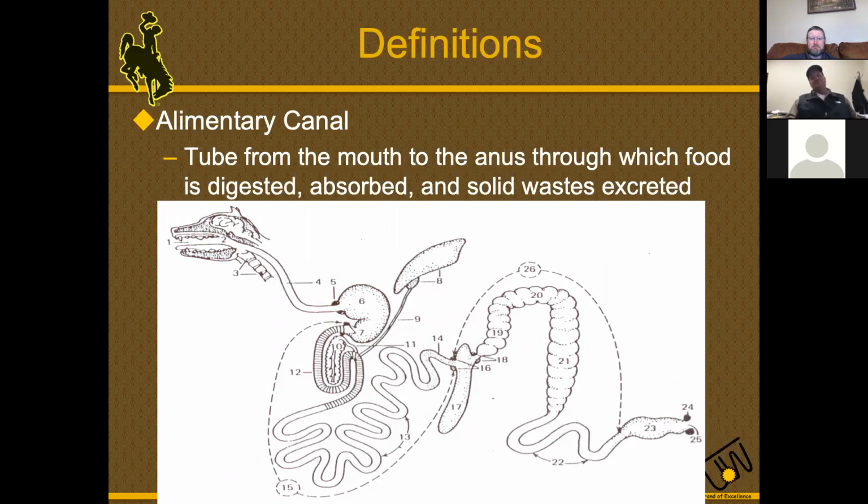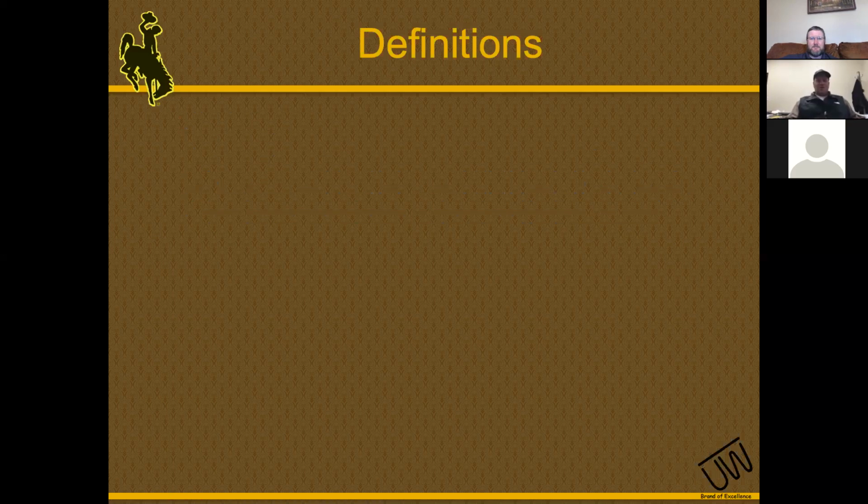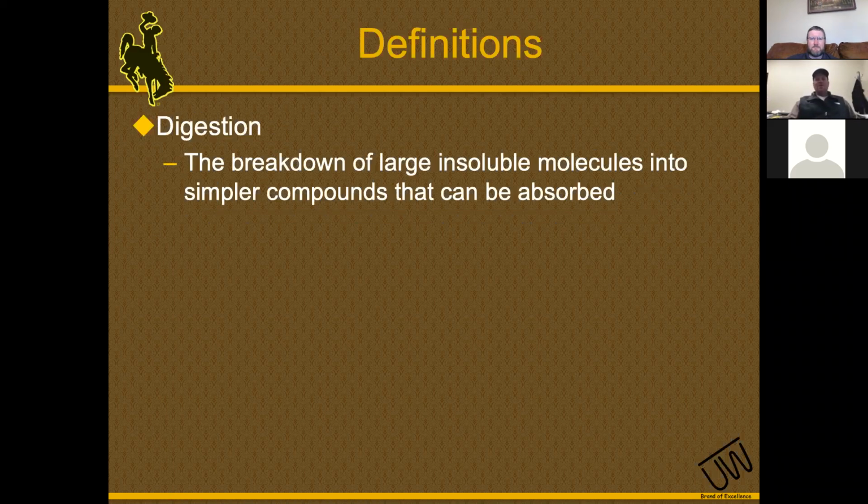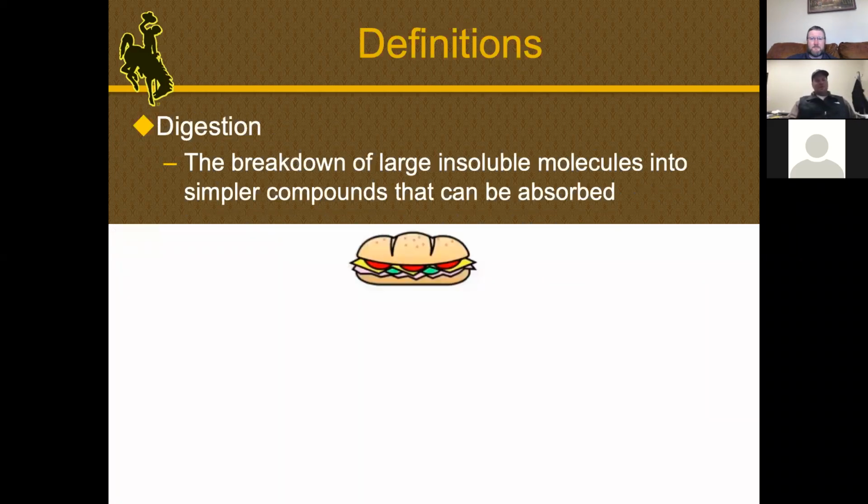So, a few more definitions. The breakdown of large insoluble molecules into simpler compounds we're going to call digestion. That's just the broad spectrum of what digestion is, okay? So if you think about it this way, we've got a sandwich, or if we're feeding our cattle, a bucket of grain. There are going to be 3 steps to digestion.